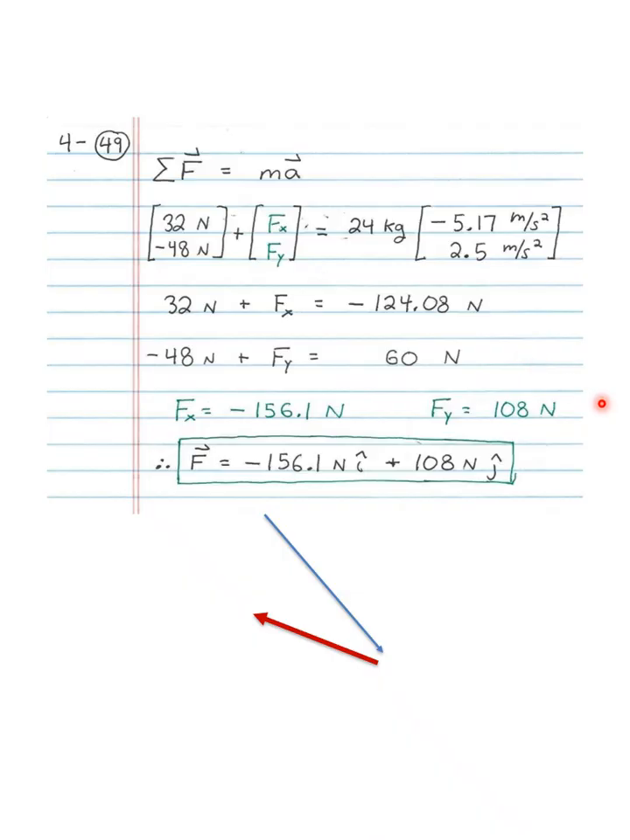So here we've solved these two scalar equations. We've solved for the x component and the y component. And now let's give the answer in appropriate i hat, j hat notation. So we get negative 156 newtons i hat plus 108 newtons j hat. Now, actually, we're only allowed to give two significant figures, and so we could abbreviate that as, for two significant figures, negative 160 in the i hat direction and 110 in the j hat direction.